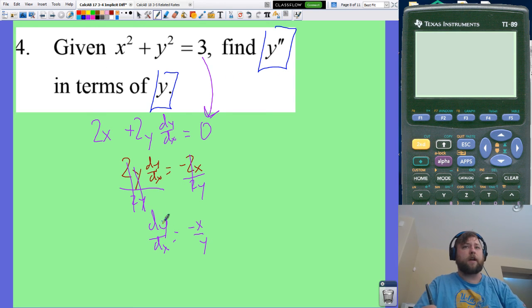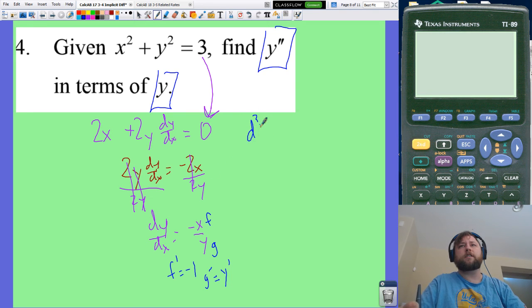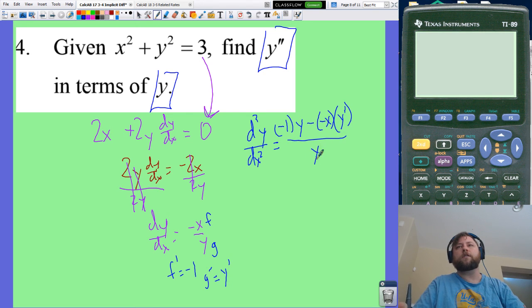So I'm going to derive this guy again. As you derive this again, remember it's a quotient rule. So that's my f and g. So my f prime would be negative 1. G prime would be, I'm just going to write y prime. It's just 1 times y prime. So writing my second derivative, d squared y over dx squared, is going to be f prime, so negative 1 times regular g, y, minus regular f, negative x, times g prime, we'll say y prime, all over g squared, so y squared.